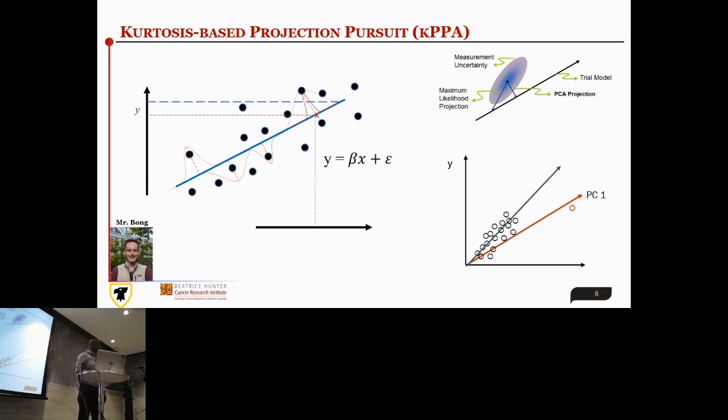If you don't know that you've got outliers, especially at the low intensity signals, you're going to end up with the wrong model. So you have a systematic bias in your estimate because your model is influenced by high leverage points. What does kurtosis do?